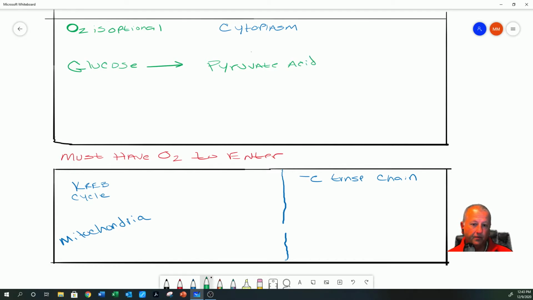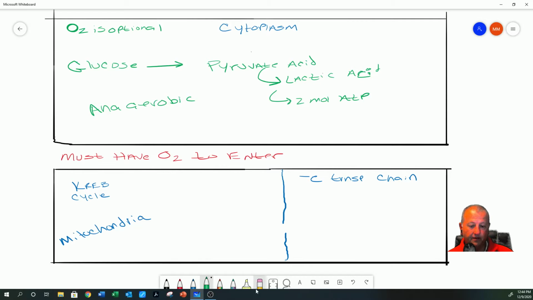Pyruvate's fate is based on whether oxygen's here or not. Pyruvate gets to stick around if oxygen's here, but since oxygen's not here, it's going to go away. It gets changed over to the big bad lactic acid, and in the end, we get 2 moles of ATP. And that's it. We need a lot more moles of ATP to be able to survive. This is called anaerobic.